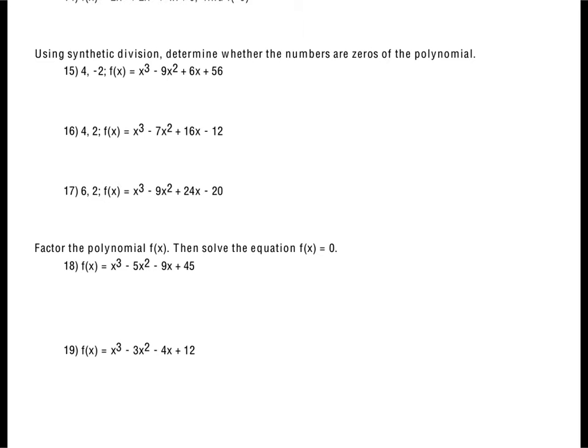Okay, so we're just going to check to see if we do have 0. Let's see if these are x-intercepts. In other words, if I do synthetic division with these numbers, I should get 0 for the remainder because it goes into it exactly. So remember what these are from.